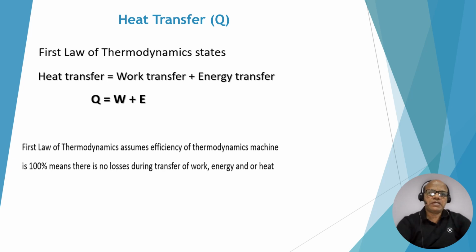As per the first law of thermodynamics, heat transfer is equal to work transfer plus energy transfer. So Q is equal to W plus E. But the most important assumption of the first law of thermodynamics is that the efficiency of the machine is considered 100%. That means there are no losses during the transfer of work, and no losses during the energy transfer or heat transfer. So the process is considered ideal and efficiency is 100%. With these assumptions, heat transfer is equal to work transfer plus energy transfer as per the first law of thermodynamics.